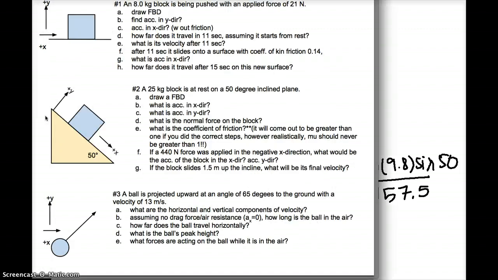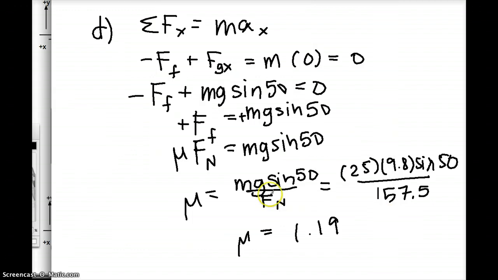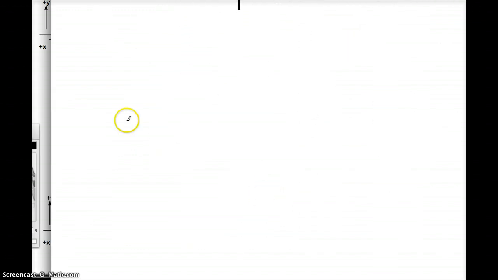But in this video, we'll be wrapping up with parts F and G, where F says, if a 440 Newton force was applied in the negative x direction, what would be the acceleration of the block in the x direction? Okay, so there's an applied force of 440 newtons in the negative x direction. So now when we consider the sum of forces in the x direction, it's no longer just friction and the x component of gravity.